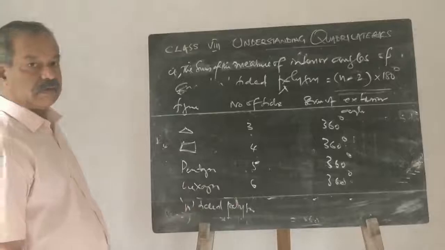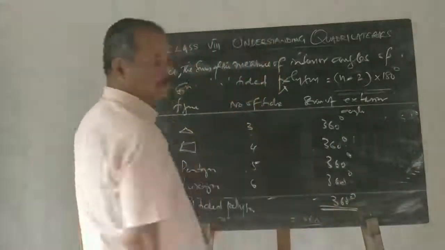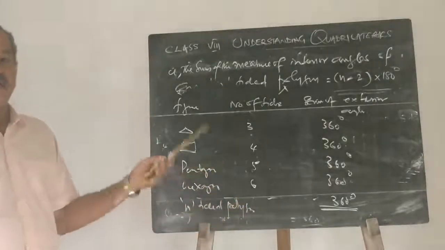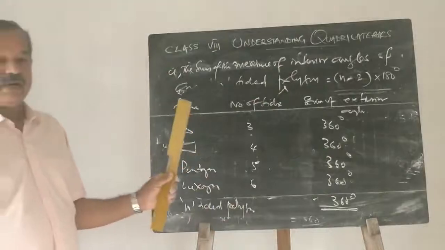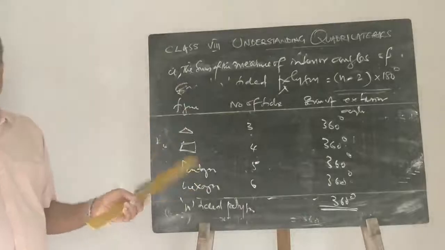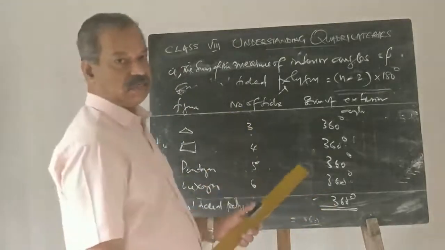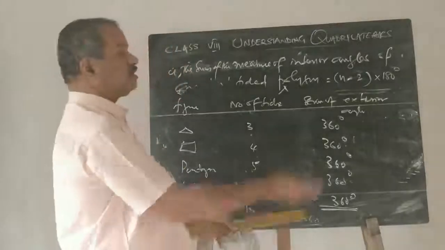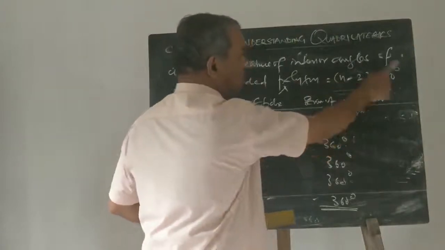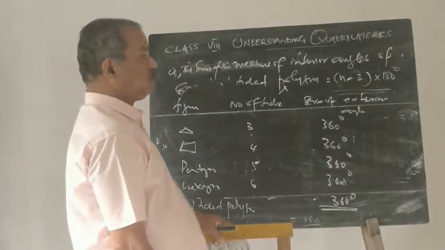For an n-sided polygon it is also 360, the same number. We can understand that whatever the number of sides a polygon has, the sum of the exterior angles is always 360. It is a fixed number. But the sum of the interior angles is (number of sides minus 2) times 180.